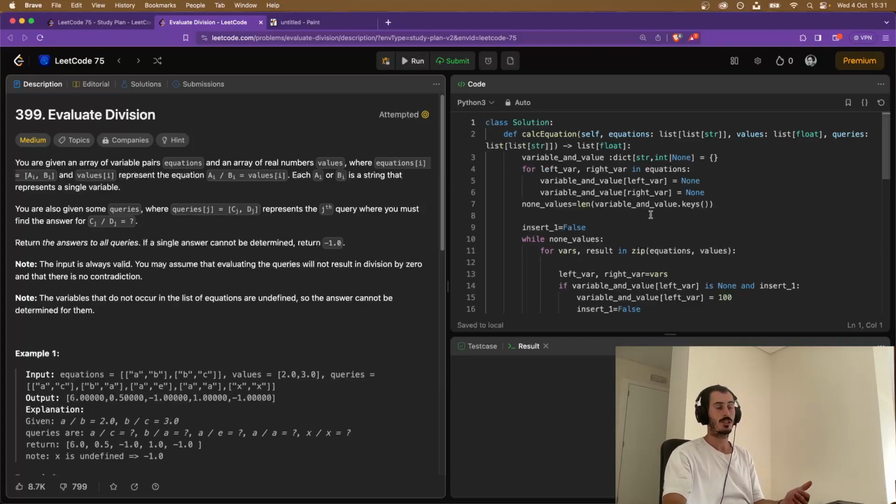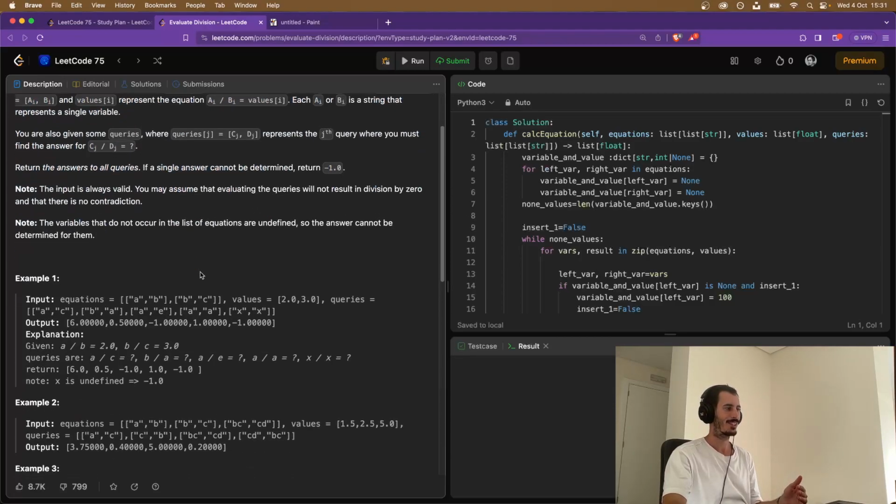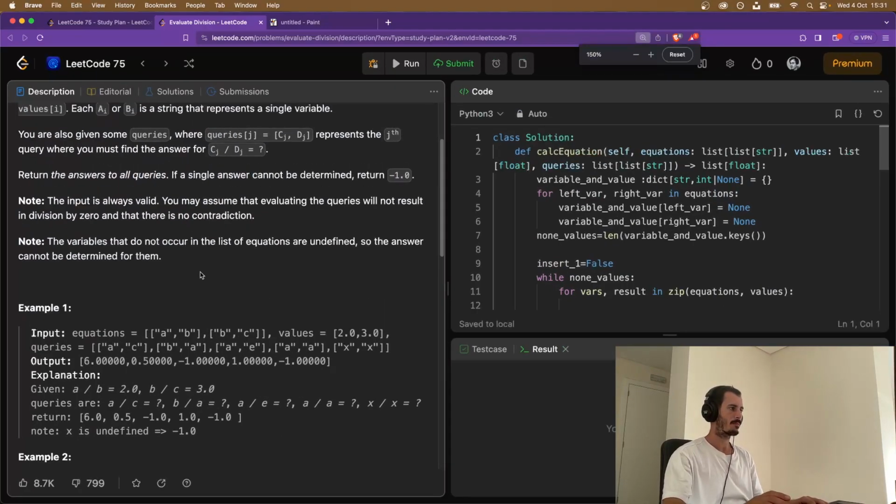I actually started working on this, but I was getting a weird bug, so I stopped, and now I'm back at it. So let's go over the problem. The description is a bit weird, so I'm going to explain the problem myself. Let me zoom in.